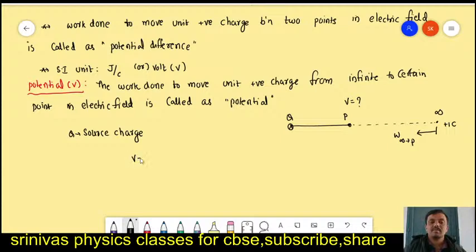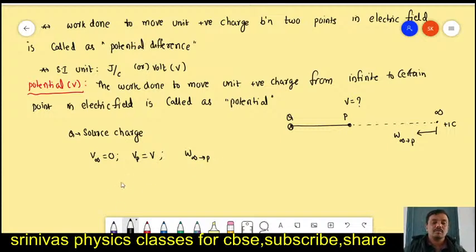That means the potential at a point we can define like this: it is the work done to move from infinity to that point. At infinity we will take the potential as 0. At point P you can consider the potential as V. And now the work we are doing is to move from infinity to P, right?